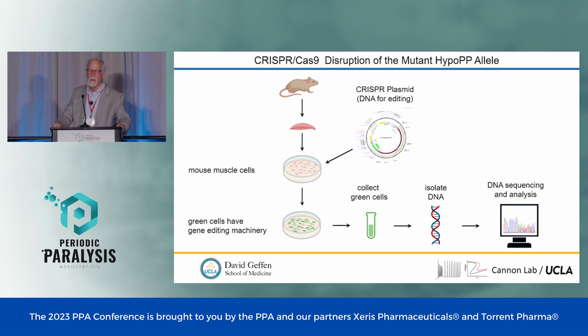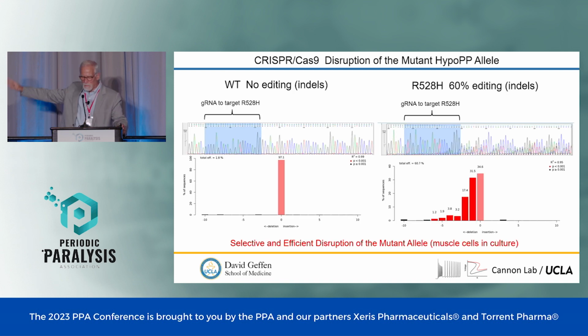You start by trying to make these manipulations in the dish. It's technically easier, so we isolate muscle from a hypo-PP mouse. CRISPR is that circle. It's encoded by a DNA plasmid. You get that to be taken up into cells. The cells that successfully took up your machinery, you tag the system so that those cells will shine green. You can pick those out and then look and see what you did to the DNA. And technical details, just to show you how clear it is.